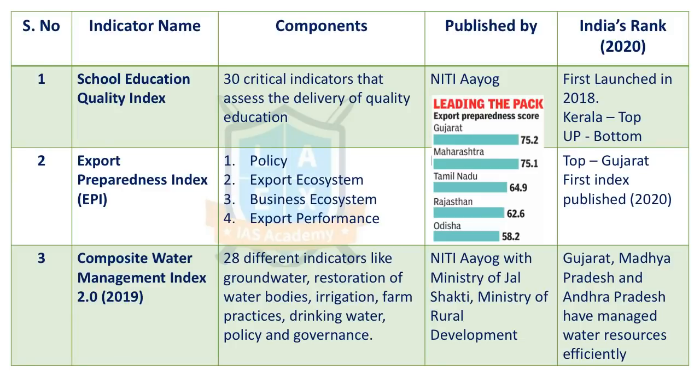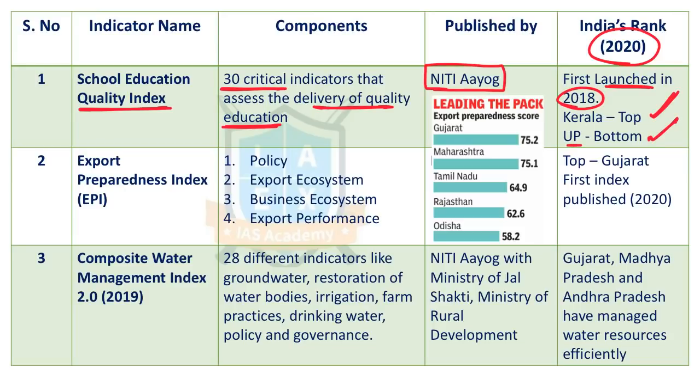These are important. Most of them are released by the Niti Aayog. Let's understand each one of them. School Education Quality Index, SEQI. School Education Quality Index considers 30 critical indicators to assess the delivery of quality of education. This index is released by the Niti Aayog. It was first launched in the year 2018. So this year 2020, Kerala has topped this particular index. UP is at the bottom level.